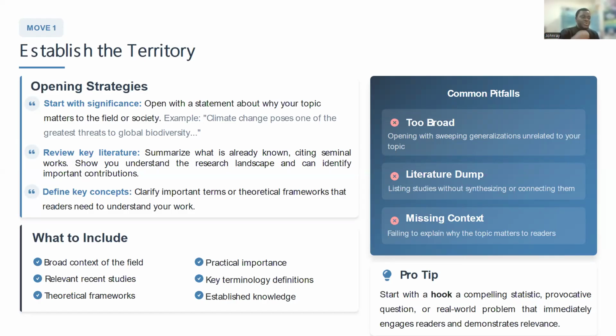Yes, and you review and summarize all that has been done in that field. So you must review and summarize. So I made an example there in the first part, which is: climate change poses one of the greatest threats to global biodiversity. So that is a very catchy one.